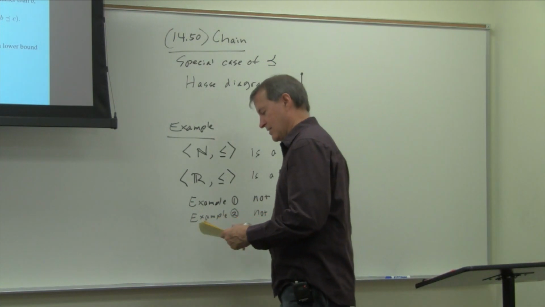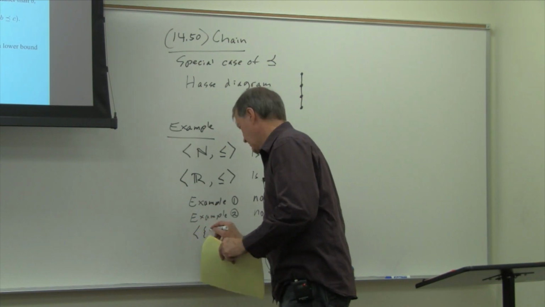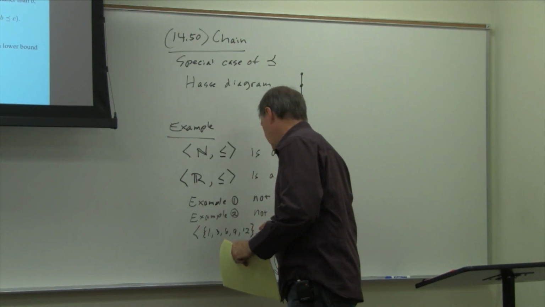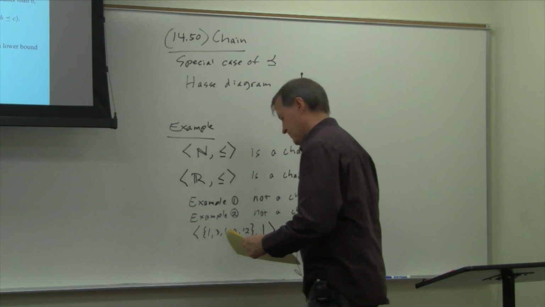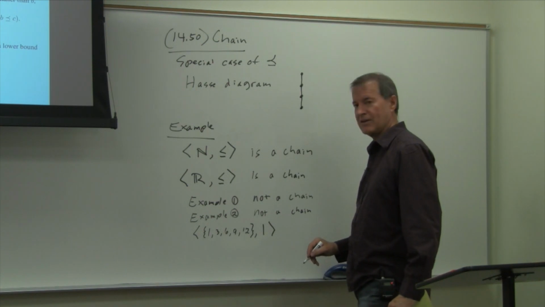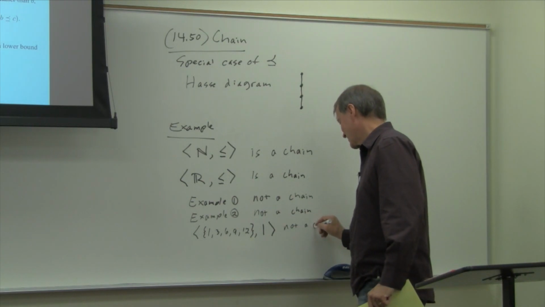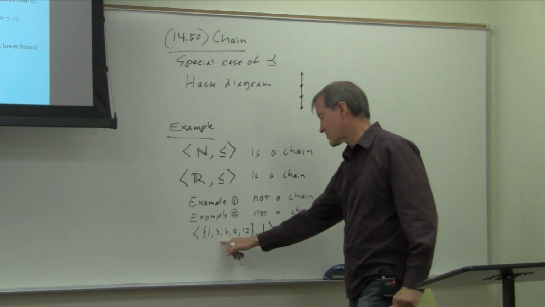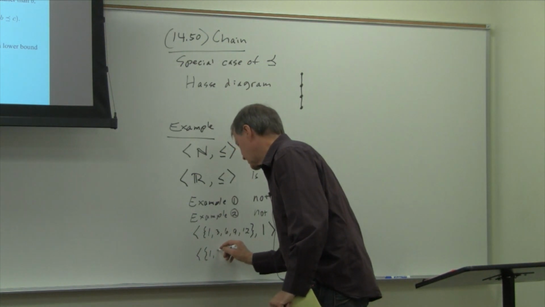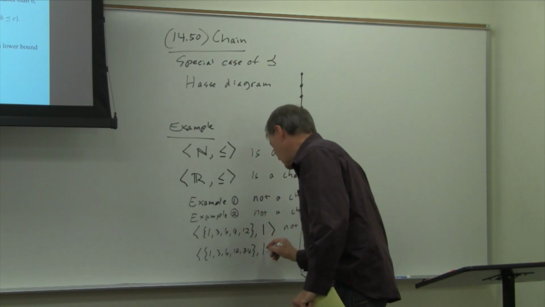How about two more? See if you can guess this. The set 1, 3, 6, 9, 12, and the operation is divides. No. Why not? Because 6 divides 9 is false. But what about 9 divides 6? Still false. So not a chain. It's just these specific numbers. For example, how about 1, 3, 6, 12, 24? Then that is a chain, over divides.